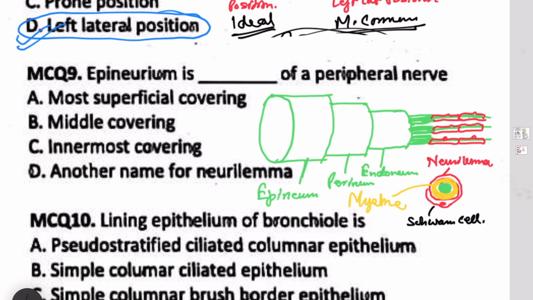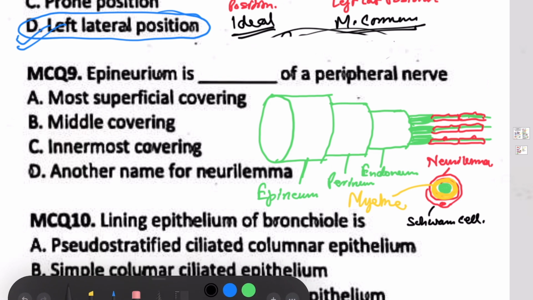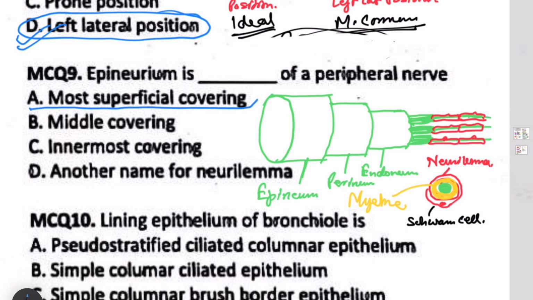So epineurium of a peripheral nerve: what will be the answer? Most superficial covering. Another name of neurilemma? No. Another important point about neurilemma: remember that it is actually a must for the regeneration of an axon. If neurilemma is intact, the axons can regenerate. Okay.